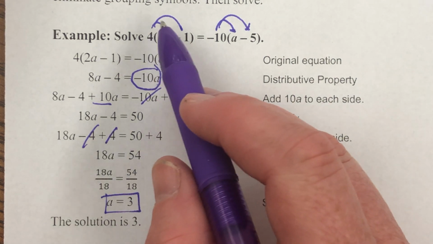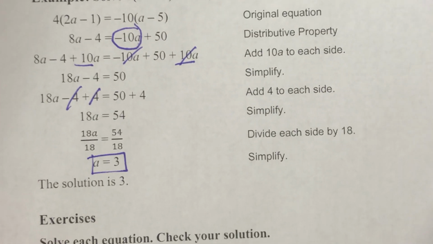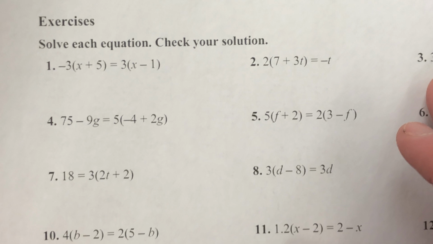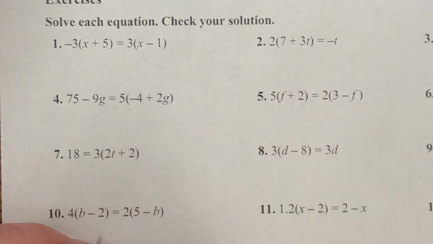So once you know to get rid of the parentheses by distributing, then the rest is just all putting together 2, 3, and 2, 4. So let's do this a couple of times here. Okay, solve each equation, check your solution.